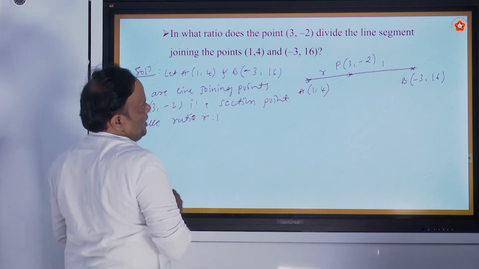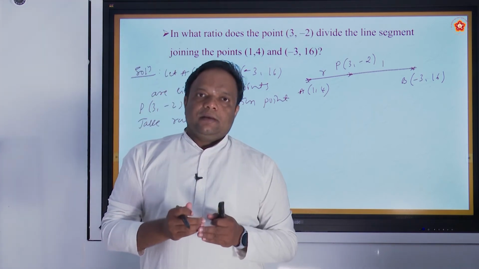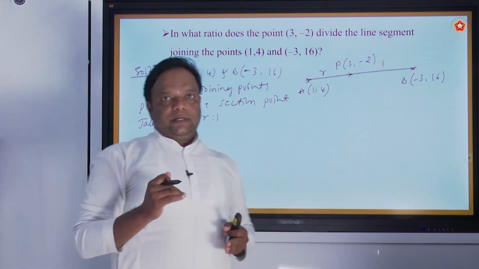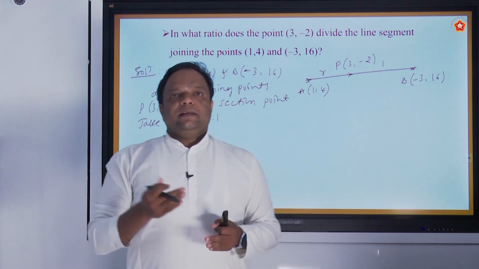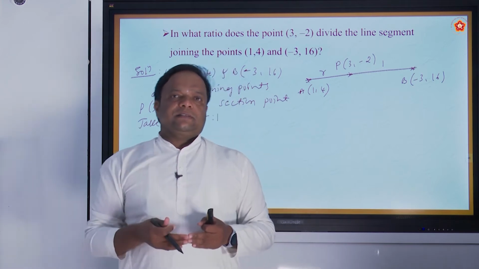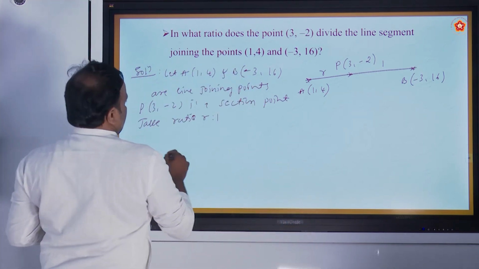So clearly, always when they are asking the ratio, you use the section formula for internal division only. Then if we get R positive, it is dividing internally. If you get negative, it's dividing externally. Okay. So here we know that.